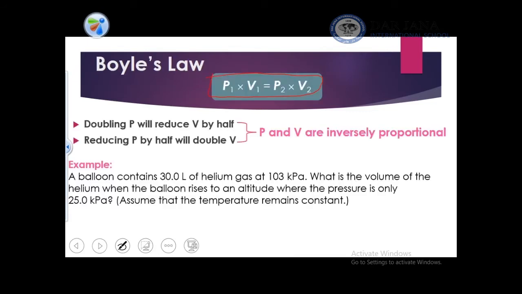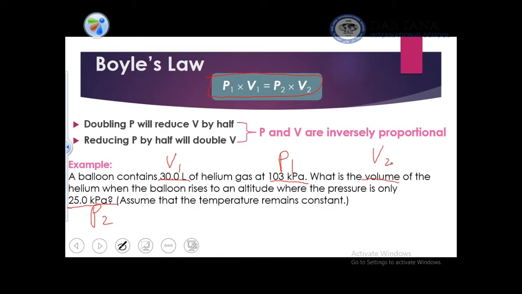Example: a balloon contains 30 liters of helium gas at 103 kilopascal. What is the volume of helium when the balloon rises to an altitude where pressure is only 25 kilopascal? 30 liters represents the V1. 103 kilopascal represents what? The P1. 25 kilopascal represents the P2. So what is the volume? I need to find V2.